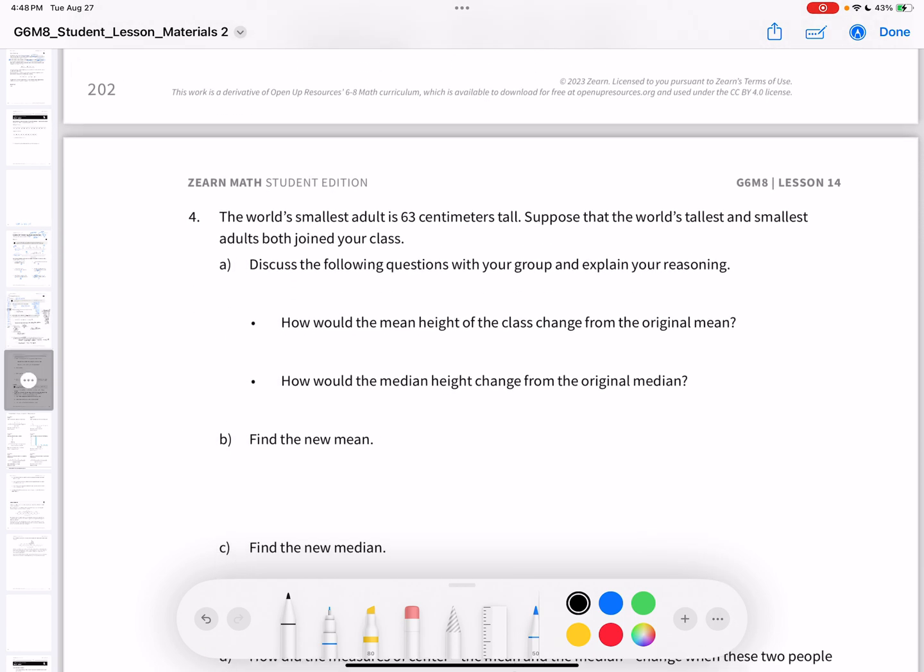Okay, the world's smallest adult is 63 centimeters tall. Suppose that the world's tallest and smallest adult both join your class. Yikes. All right, so how would the mean height of the class change from the original mean? Well, if we're adding a really tall adult and a really small adult, they're kind of canceling each other out. I would expect the mean to go up, but just a little.